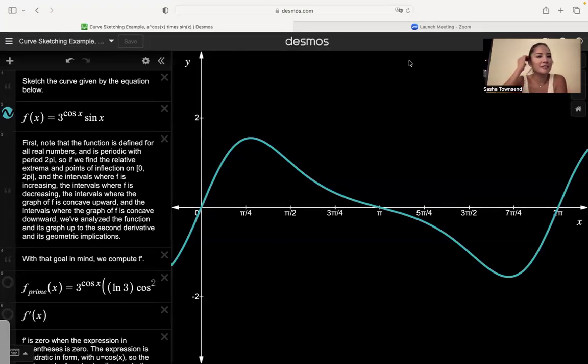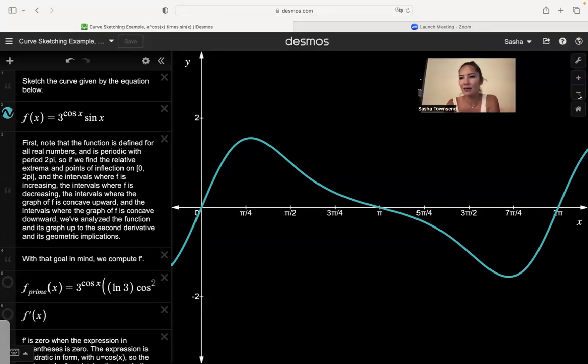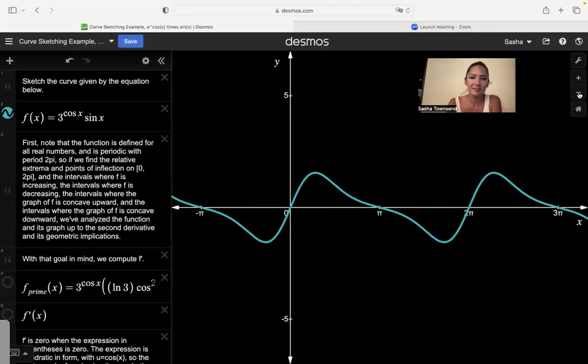In this video, we work another curve sketching problem. This was a function that I saw in one of our integration videos where we were computing a definite integral of 3 raised to the cosine of x times sine of x. Thought it was a really neat curve. Lots of interesting things happening.